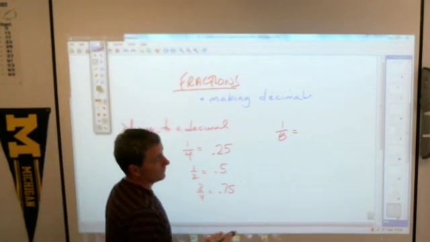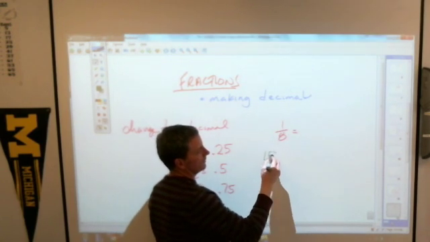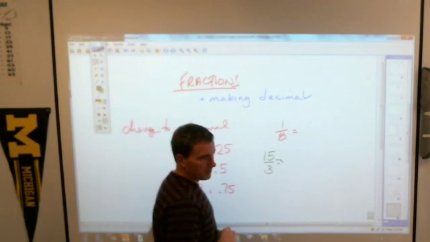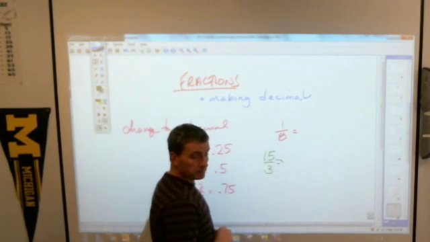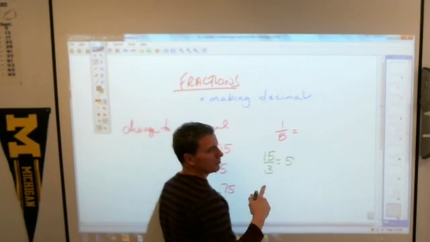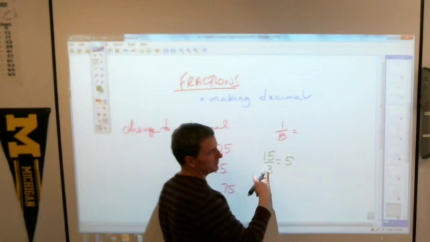Really, what you have to do is think about this. We do fractions all the time. What if I gave you the fraction 15/3? What does that simplify to? 5. Why? Because a fraction is no more than a division problem. 15 divided by 3. The bottom one goes on the outside.